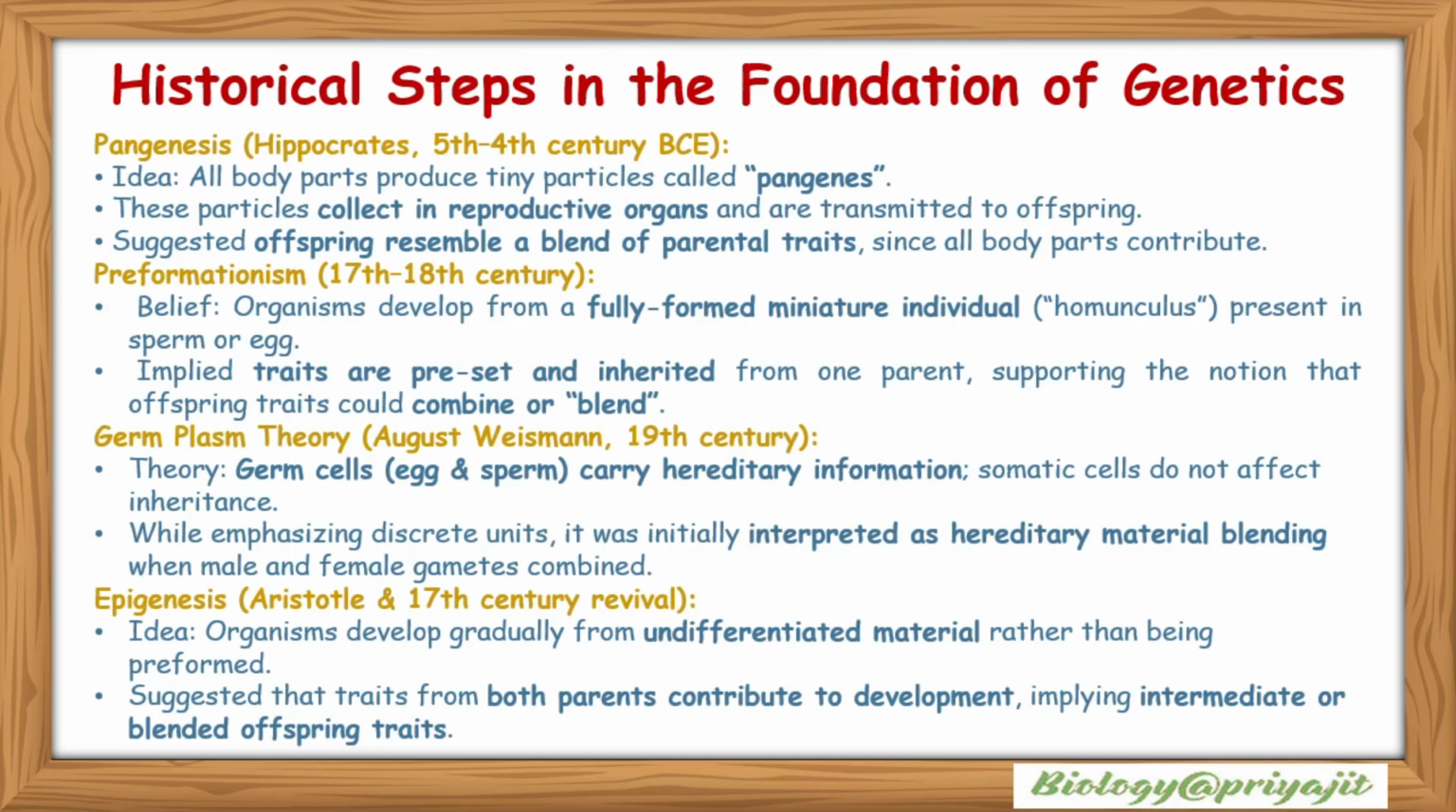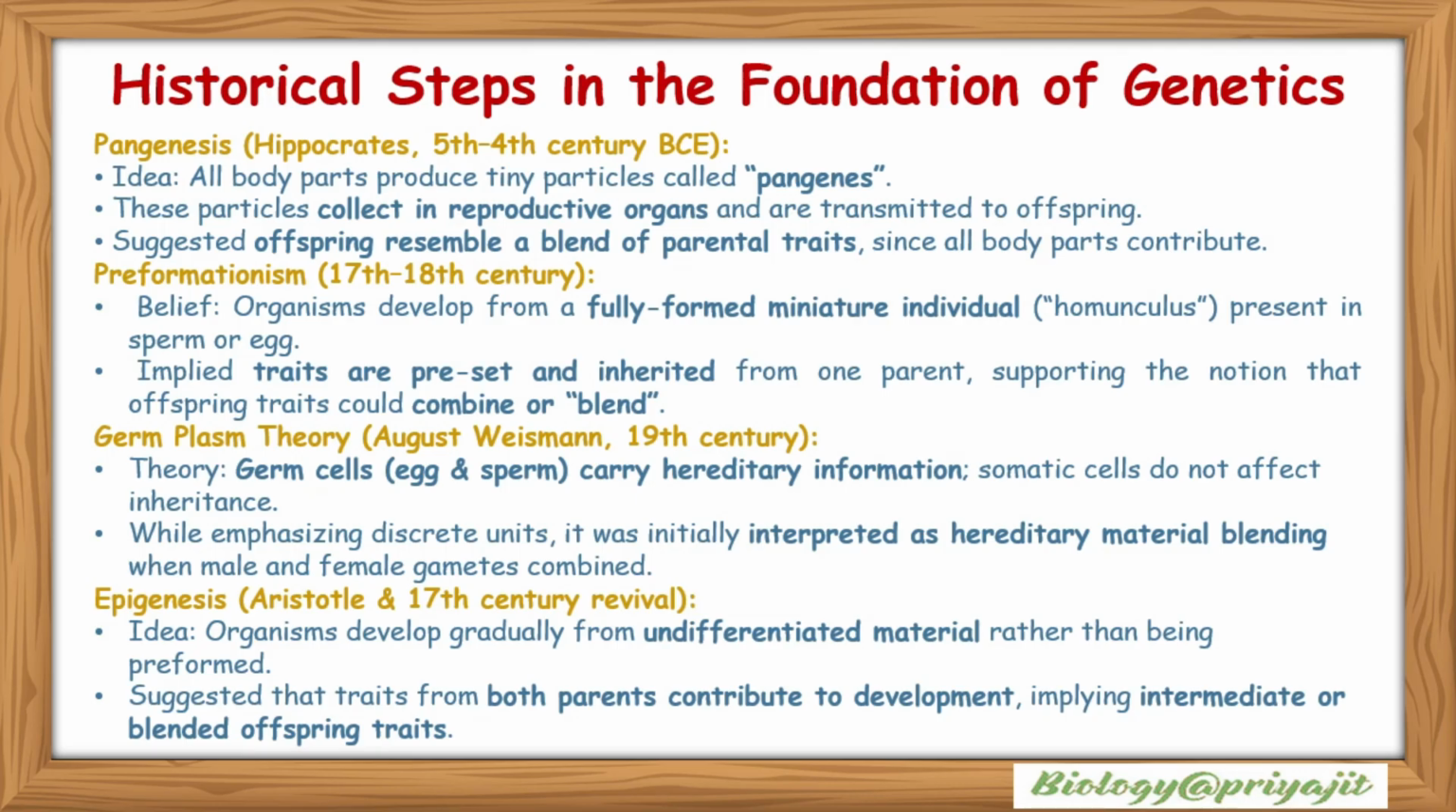Germplasm theory. August Weismann in the 19th century proposed the germplasm theory. According to his concept, the germ cells, whether egg or sperm, carry hereditary information and somatic cells do not affect the inheritance. While emphasizing discrete units, it was initially interpreted as hereditary material blending when male and female gametes combined.